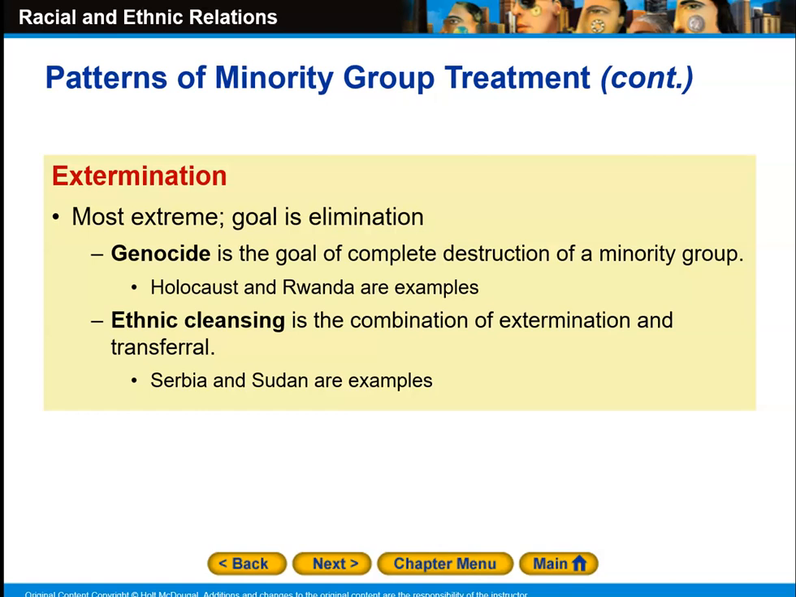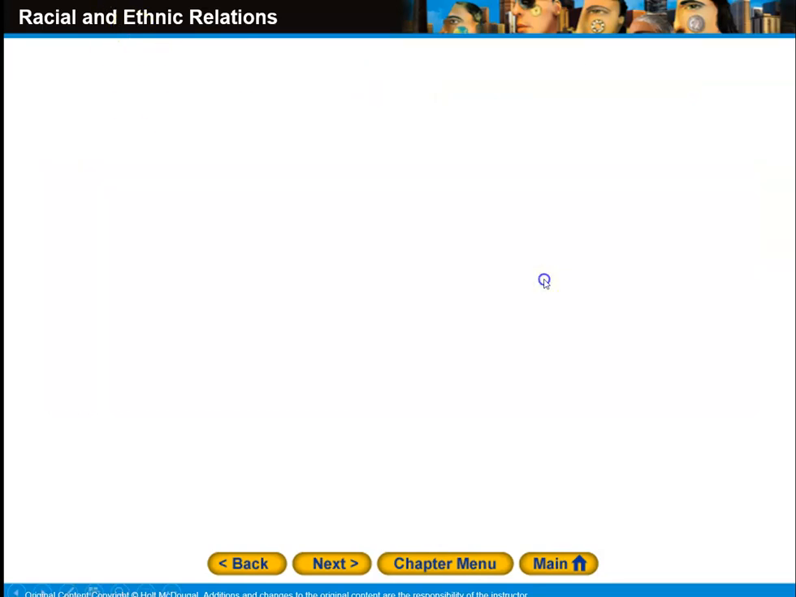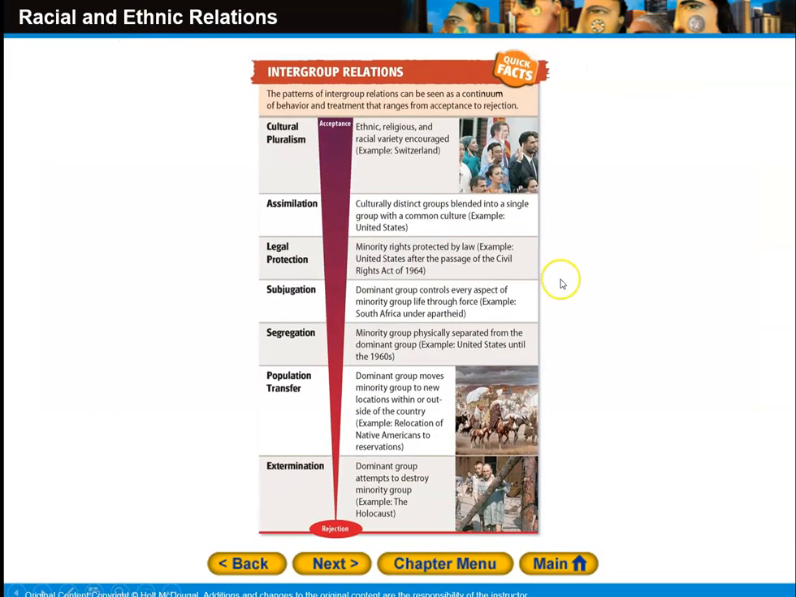Ethnic cleansing is the combination of extermination and transfer. The most recent episodes of ethnic cleansing have taken place in Serbia and in the Sudan. So those are more recent examples in history in those two places.